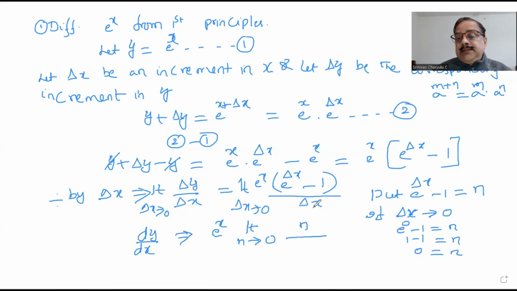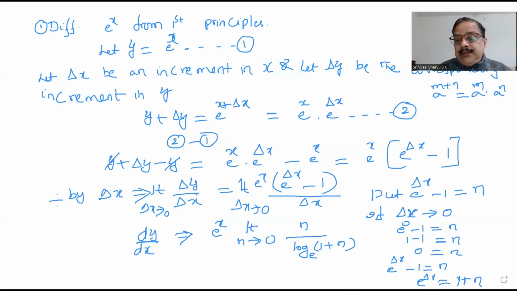divided by what is delta x? Delta x means, if you observe this one, e to the power of delta x minus 1 is equal to n. So from this, e to the power of delta x is equal to, you take that side, 1 plus n. Therefore, log 1 plus n to base e is delta x. This delta x will become now log 1 plus n to base e.